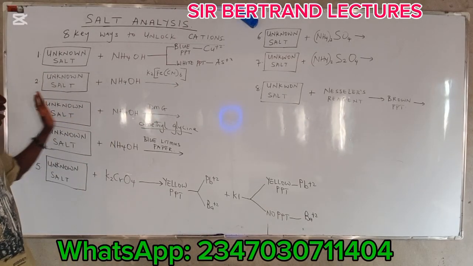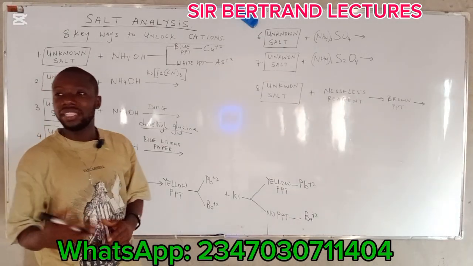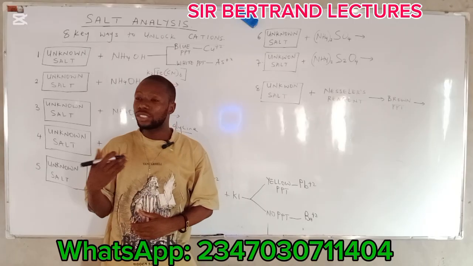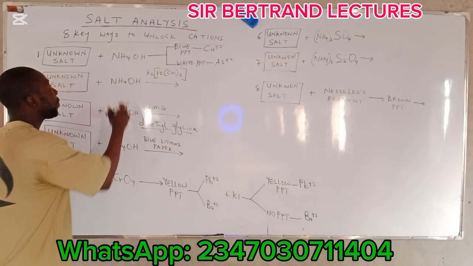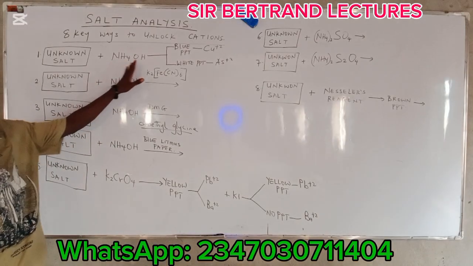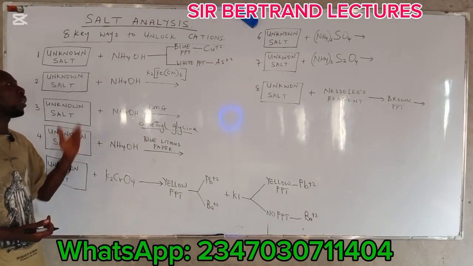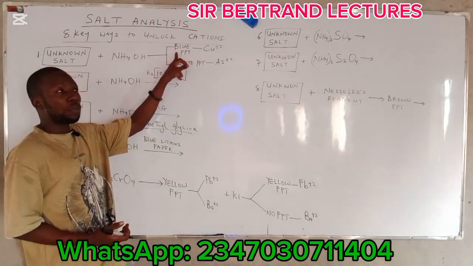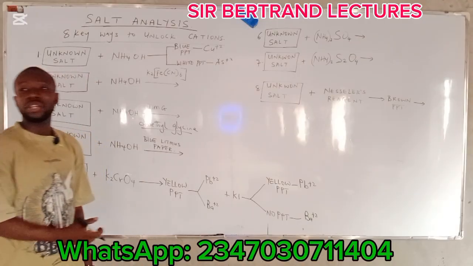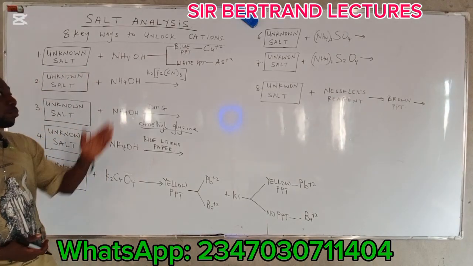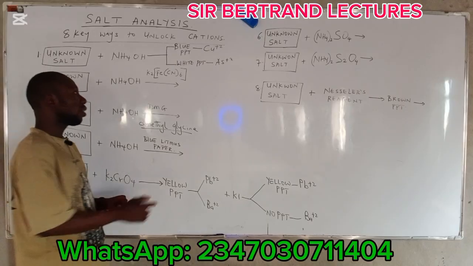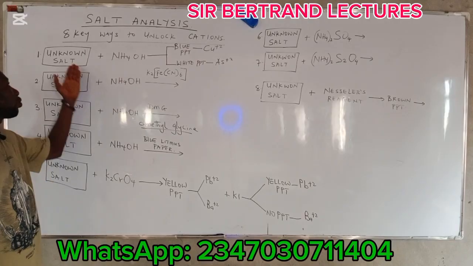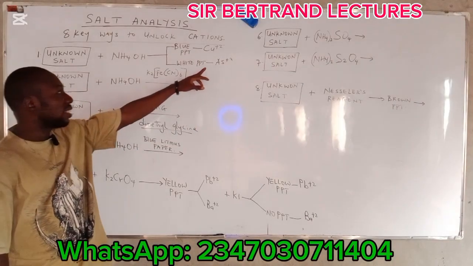You understand? Because the essence of this experiment is to find out the cations that are present in an unknown given salt sample. All right? So if after you have added ammonium hydroxide to an unknown salt sample, you are trying to find out the cations present in the salt. If it gives blue precipitate, that shows that the cation present in the unknown salt sample is copper ion. Then, if it gives white precipitate after adding ammonium hydroxide, that indicates the presence of arsenic ion.